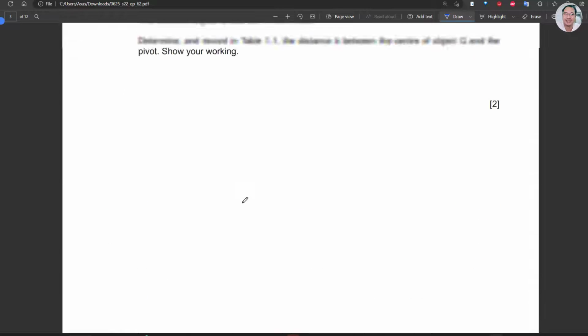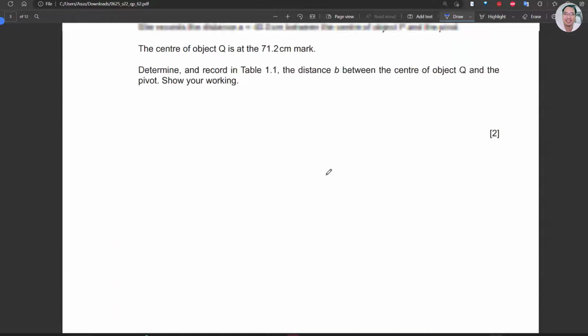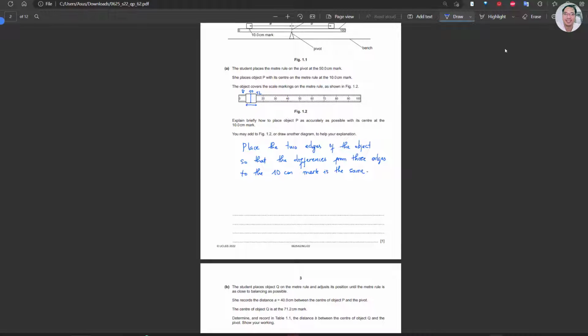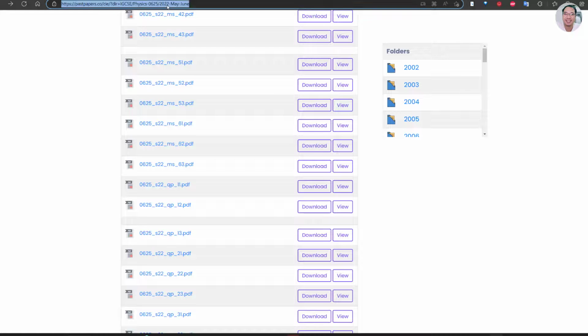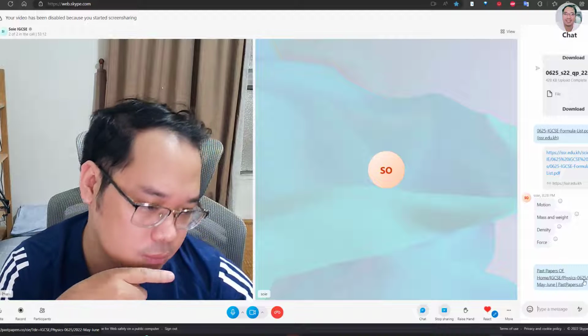In the table, where's the table? Here. Okay, you need to write B here. Can you do that yourself? Yes. Let me send you the link to the website here, so that you can download the paper, any paper you like.